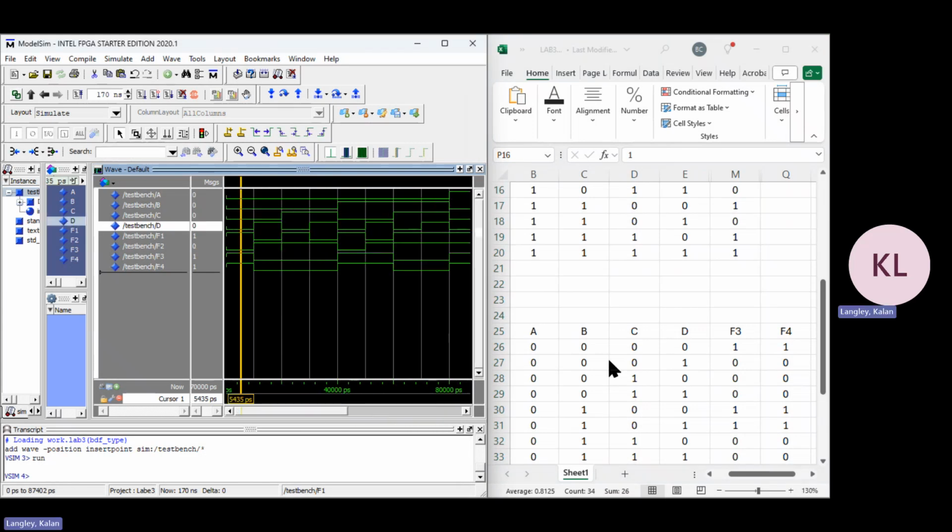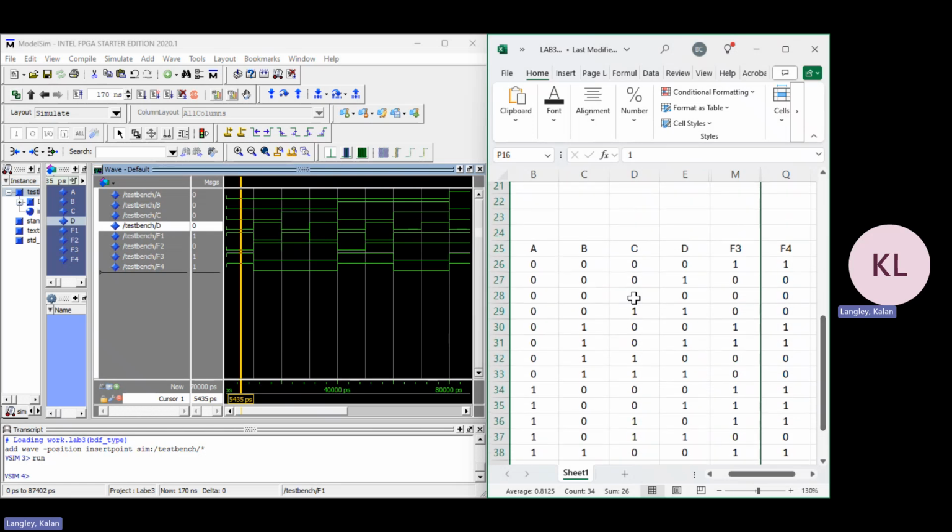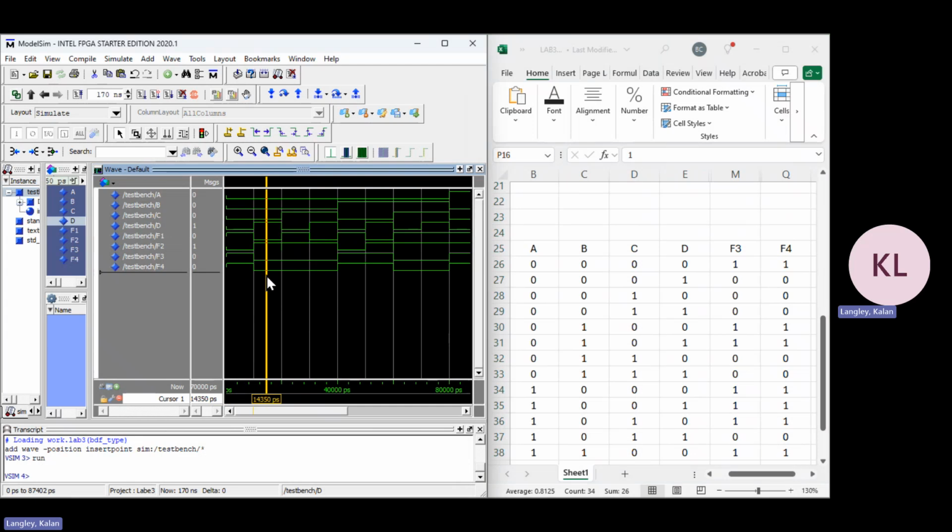Starting at the beginning when they're all off, for A, B, C, and D, F3 and F4 are ones, as you can see here. Now going to D. D is on. F3 and F4 turn off. Now to C. They stay off, as you can see here. That's C and D. C and D, they're both off still. And that's looking good.